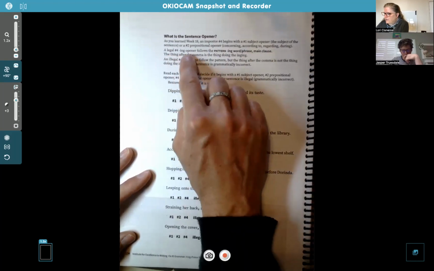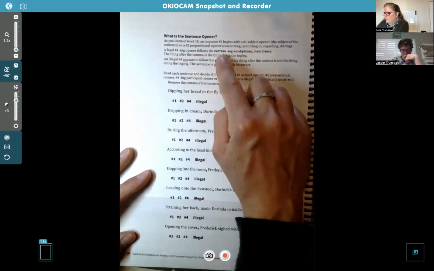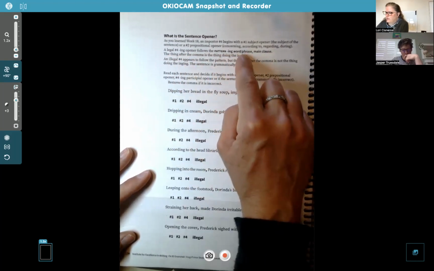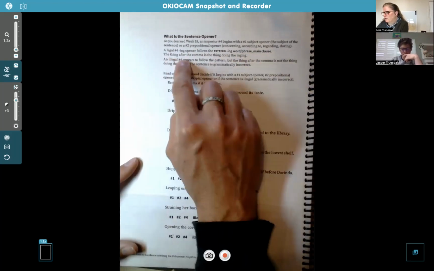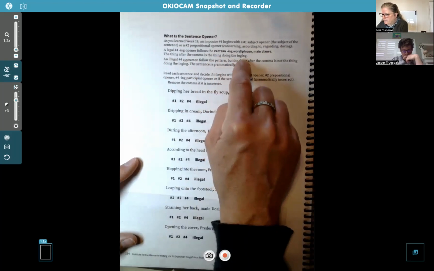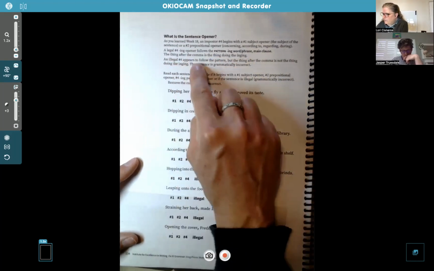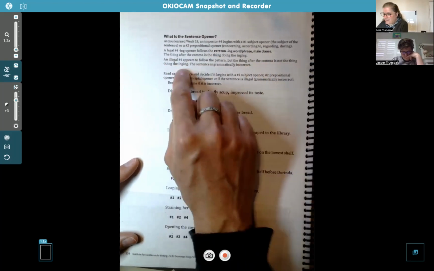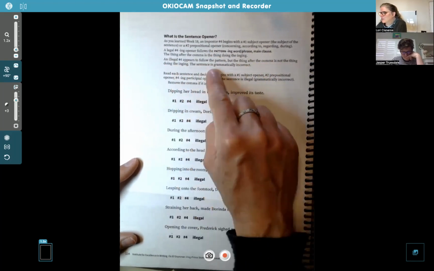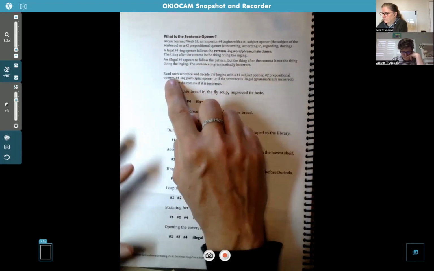A legal ing opener follows the pattern ing word with a phrase, comma, main clause, just like we just talked about. The thing after the comma is the thing doing the inging. An illegal number 4 appears to follow the pattern, but the thing after the comma is not the thing doing the inging. The sentence is grammatically incorrect.